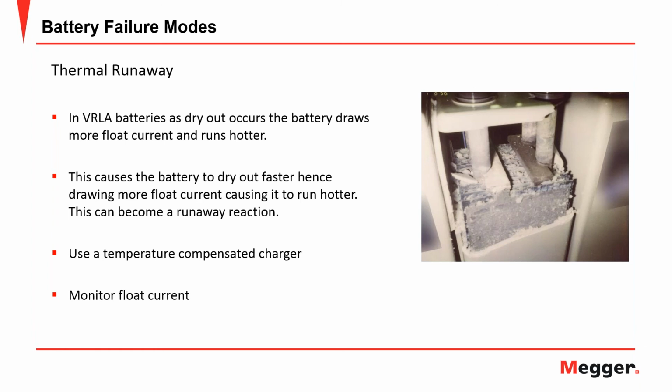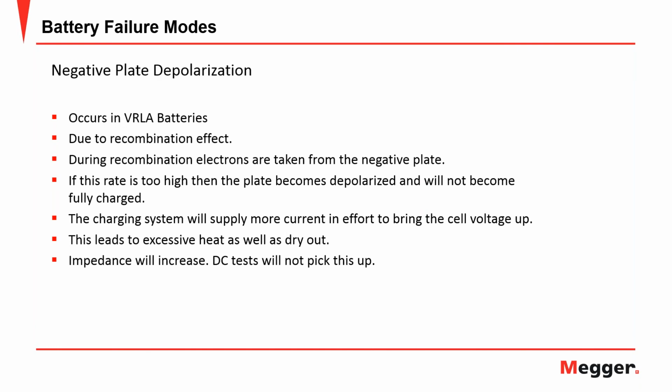Negative plate depolarization. This again affects VRLA batteries or sealed batteries. This is due to the recombination effect. This happens when they are charged too quickly. When they get charged too quickly, the negative plate can become depolarized and will not hold a full charge anymore. And what you'll end up seeing is that when you do an impedance test on the battery, you're going to see the impedance increase in the battery.